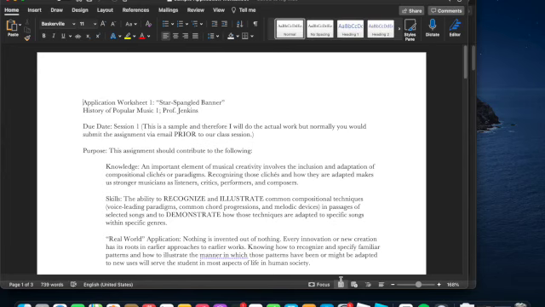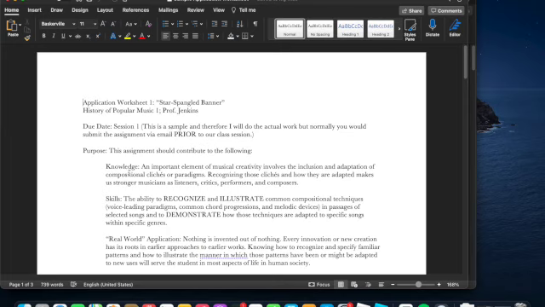Here is a sample of a worksheet for History 1, the History of Popular Music 1, on the Star Spangled Banner, and you can see that the top says Application Worksheet 1, Star Spangled Banner, and my name and so on. Gives you the due date. All of these worksheets will have the due date, session 1, and then you have to look on the syllabus to see when session 1 is.